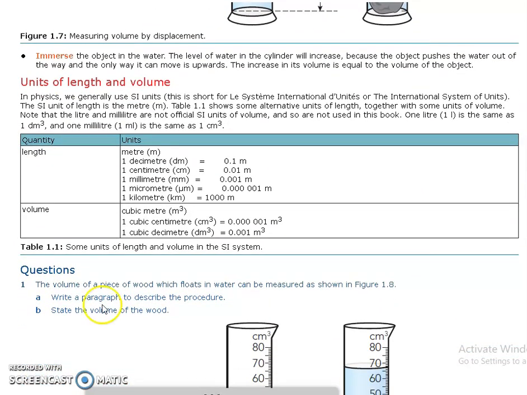So next is about units of length and volume. In physics, in some questions, instead of giving exact SI units, they will give some other units. In such cases, we have to convert it into SI units.